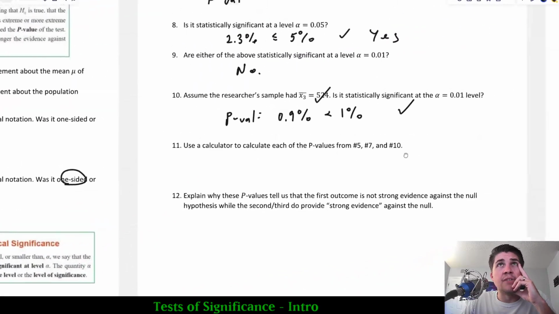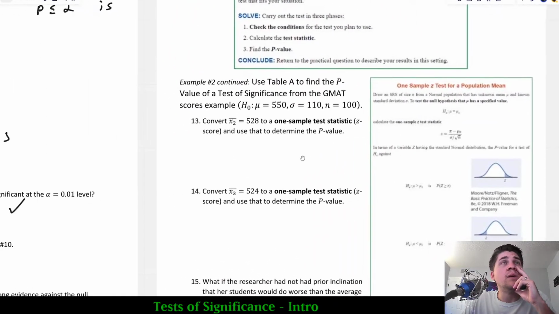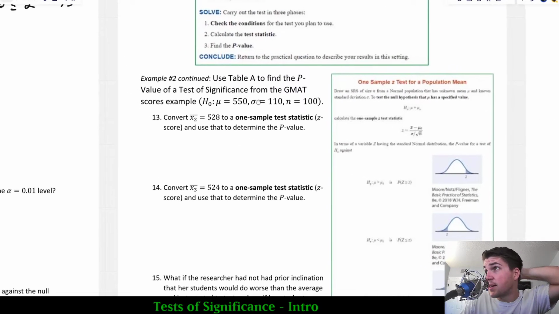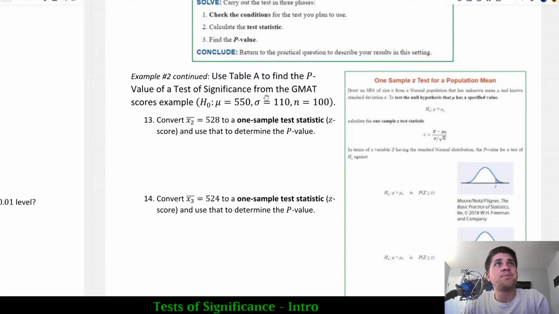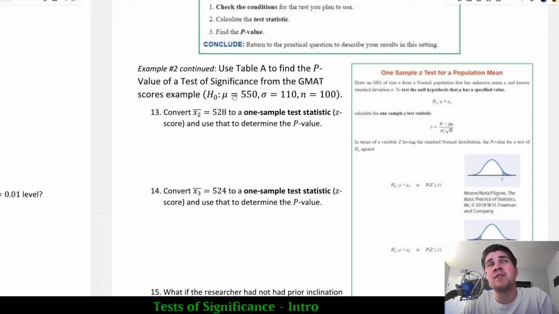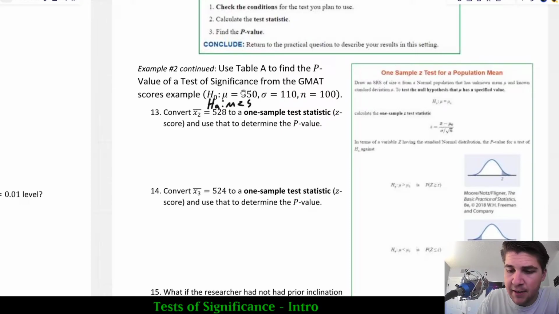So let me go back to the notes. Let's say we're going to use table A, which is just what our book calls the z-table, to find the p-value of this test of significance from the GMAT example. So again, our null hypothesis was that mu was equal to 550. And our alternative hypothesis, let me just write that there too, because this will matter, was that the mean was less than 550.